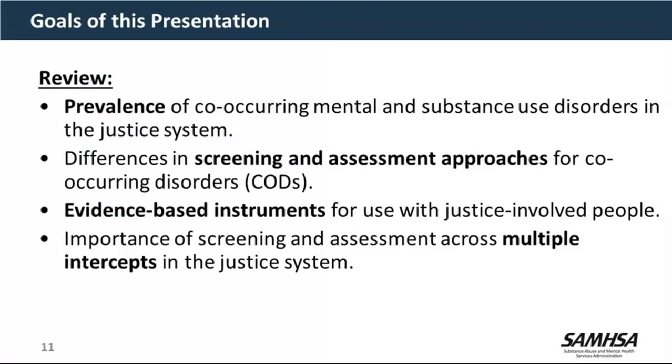We have 4 primary goals for today's presentation. I'm confident that we'll probably accomplish more than these 4 goals, but at the very least we want to address prevalence issues related to co-occurring mental and substance use disorders in the justice system. We want to highlight and discuss the differences between screening and assessment approaches for persons with co-occurring disorders. We want to offer some examples and also provide you with resources that you can go to look at evidence-based instruments for use with justice-involved people. And then finally, we want to highlight the importance of screening and assessment across multiple intercepts in the justice system.